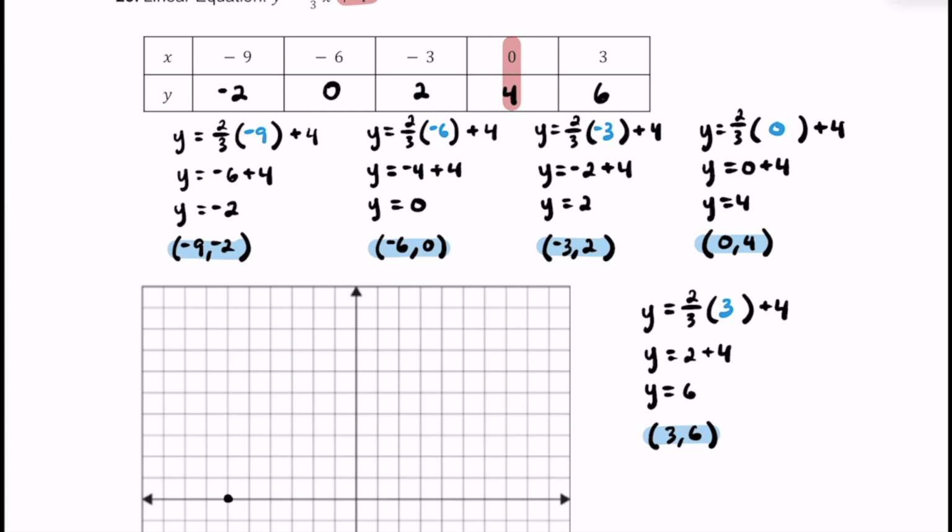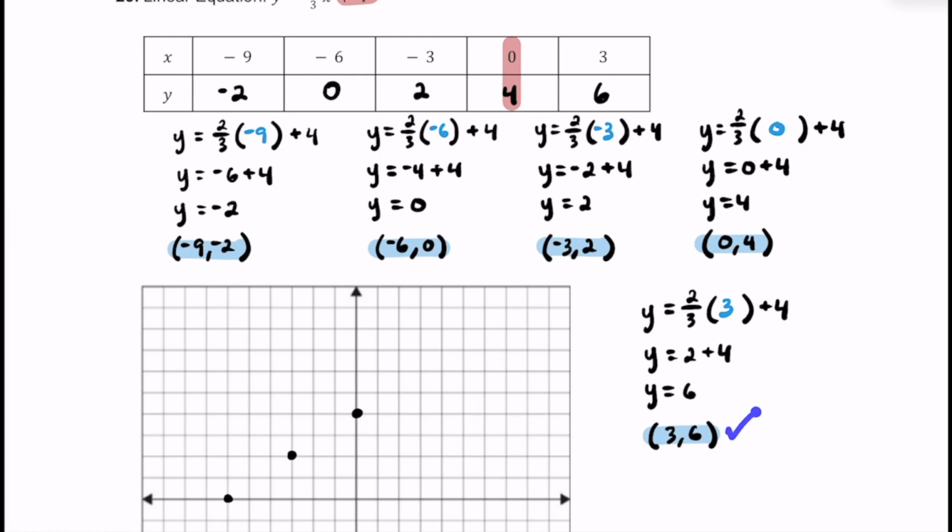1, 2, 3, 4, 5, 6, that's right over here. And then we have this point of -3, +2, that's in quadrant 2. So that's going to be over here at -3, +2. Next, we have the 0, 4, our starting value. So that's going to be on the positive y-axis right here.